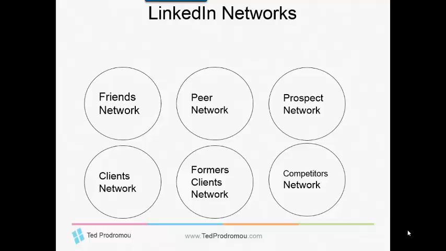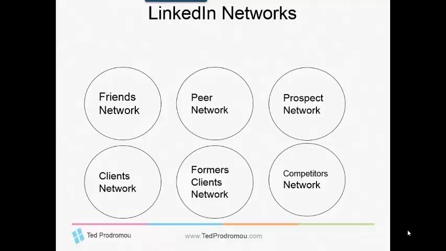You can have peers. That's a whole different network. Prospects is another network. Clients is another network. Former clients. Competitors. They're all different kinds of networks, and you could create categories like this for your own business that are appropriate for you. But you get the idea.